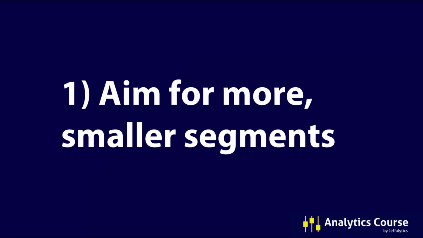Number one, aim for more smaller segments. Instead of going after something that shows 70% of your traffic going into one bucket, try to get into a sweet spot somewhere around 10% to 20% for the different segments you have, and try to get a bunch of them, so that you have some kind of meaningful segment you can look at.